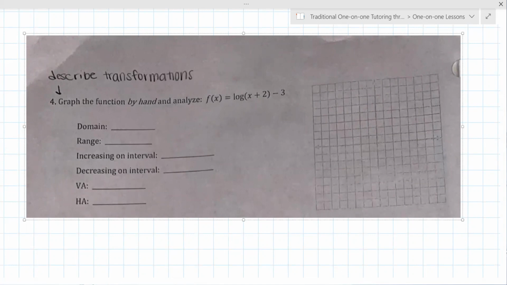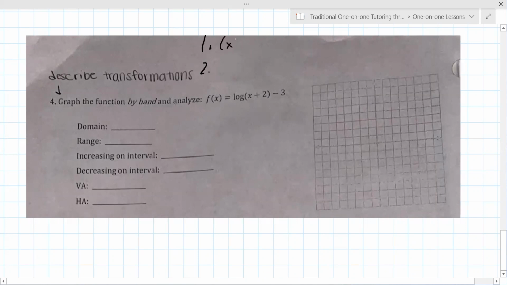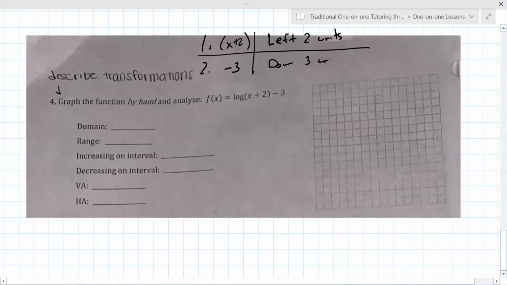Okay. All right. So just graph the function by hand and analyze log. There's no base, so we assume it's base 10. x plus 2, minus 3. So there are 2 transformations here. The first transformation is this x plus 2. It's kind of like a quadratic. It's the opposite of what you would think. Because it's plus, it moves left 2 units. And then the next one is this minus 3. So the minus 3 is down 3 units.